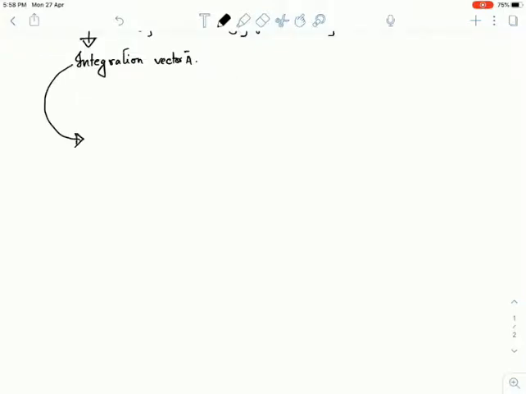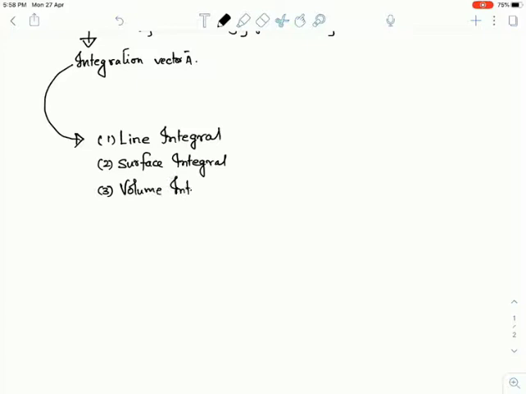Now, the vector integration that we are going to talk about comes in three forms: line integral, surface integral, and volume integral.